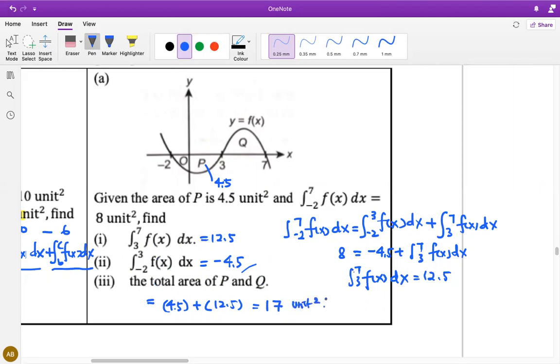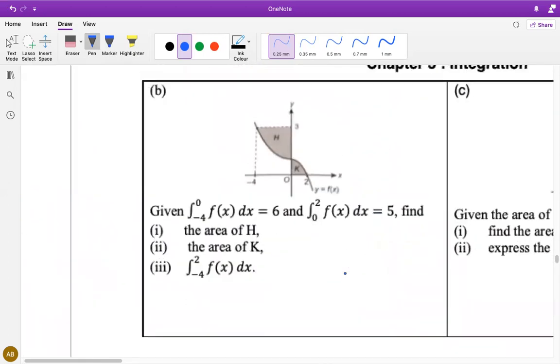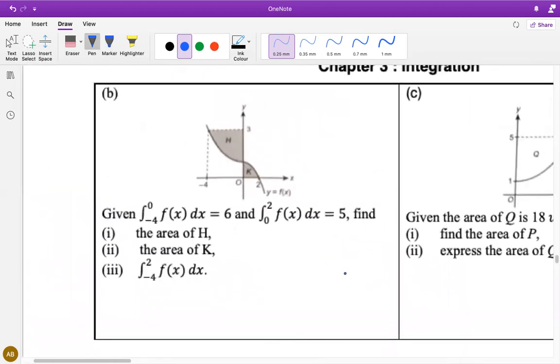All right, let me check. Did I type wrongly? Okay. All right. I think there's something wrong with the question. Actually you don't need to put a unit square here, because this is not an area, right? All right. So this is the answer. So we go back to B. Okay, B, you can solve by yourself. So you need to understand the value.